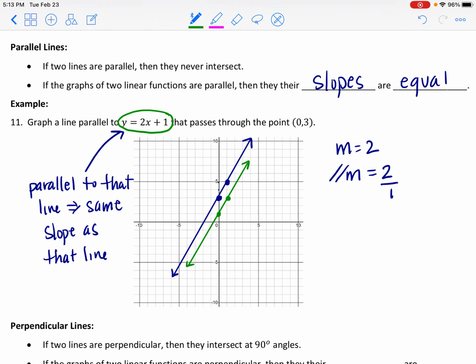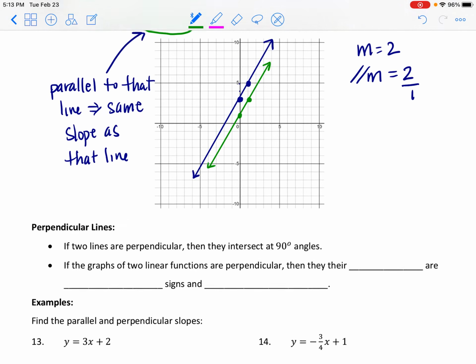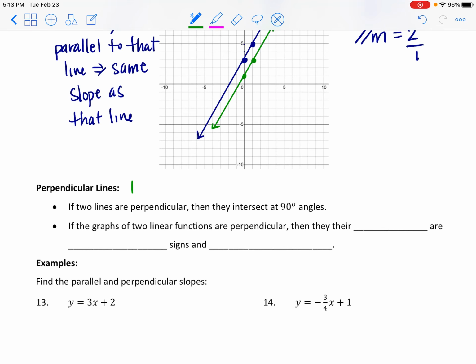So, parallel, by the way, has the symbol with these little parallel looking lines. Perpendicular, we have this symbol that looks like an upside down T, because that's precisely what we have when we have perpendicular lines. If two lines are perpendicular, that means they intersect at 90-degree angles. They make like a perfect T, like the x and y axis would be examples of perpendicular lines. Okay, they make 90-degree angles, perfect T.